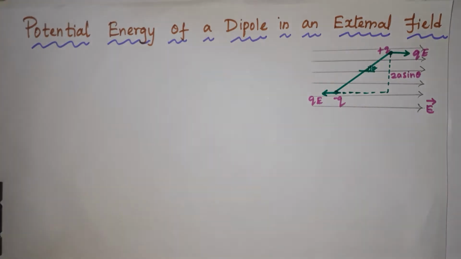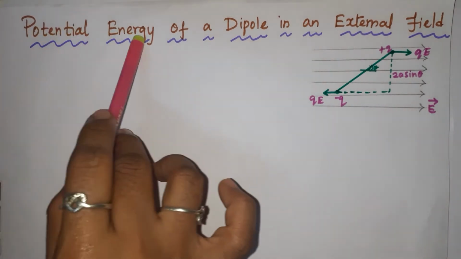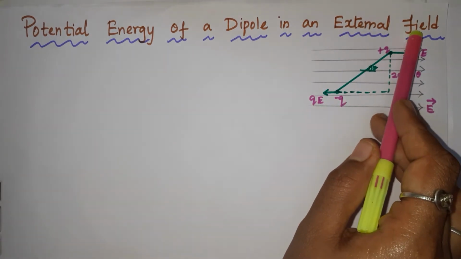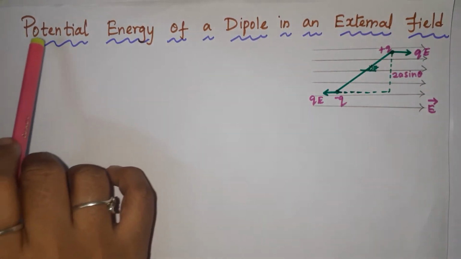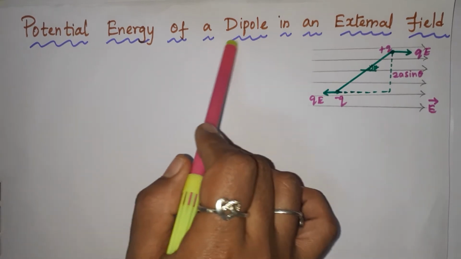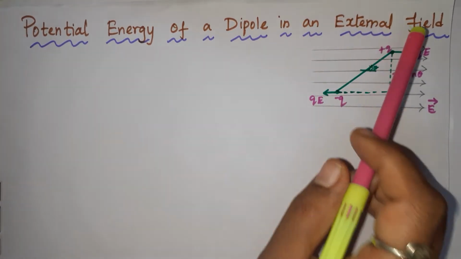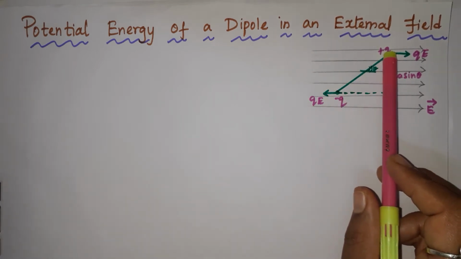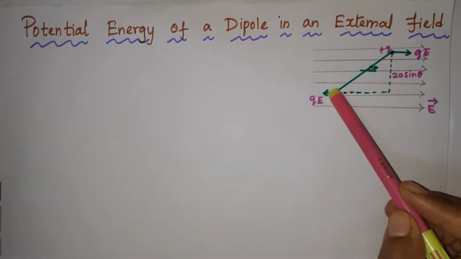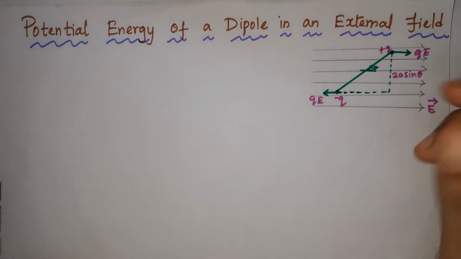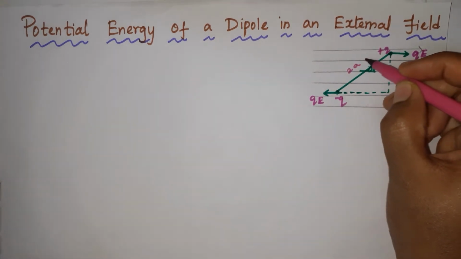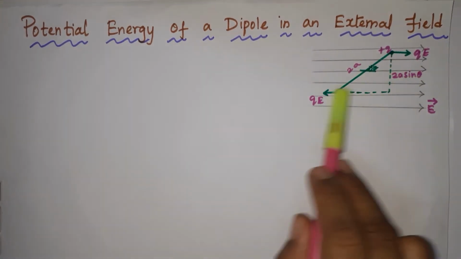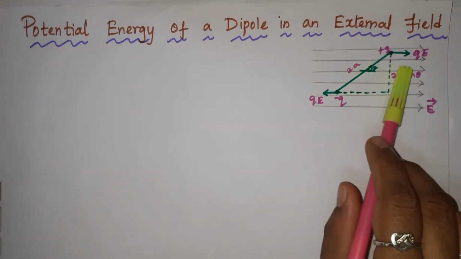Today in this session, we are going to see what is the potential energy of a dipole in an external field. Consider a dipole with charges plus q and minus q, separated by a distance 2a, placed in a uniform electric field.